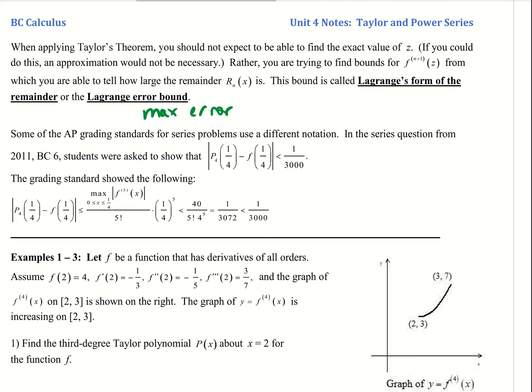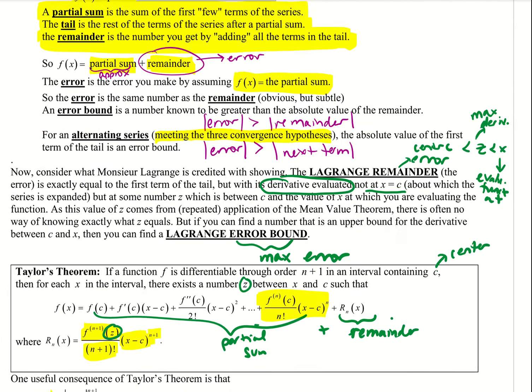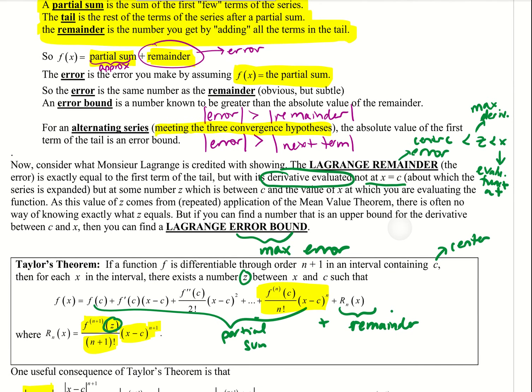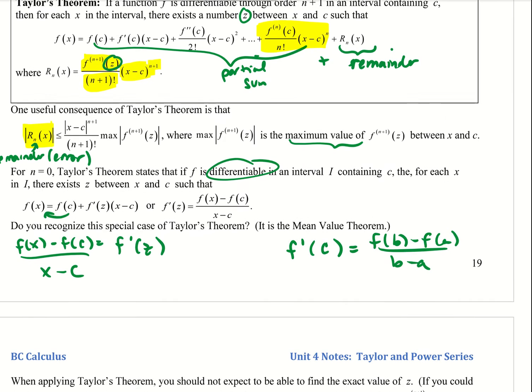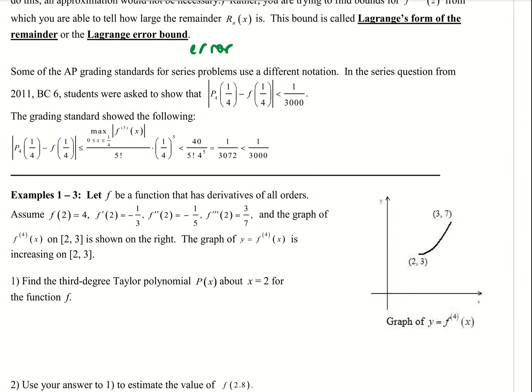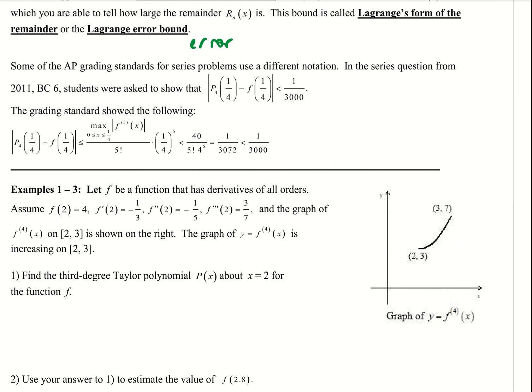All right. So the error, I wonder if I wrote my inequalities backwards up here. I sure did. Sorry. So I wrote that backwards. Super, super sorry. All right. So now, just so that you get a sense of different ways that they might ask for that, they might ask for the error bound. They might ask for the remainder.